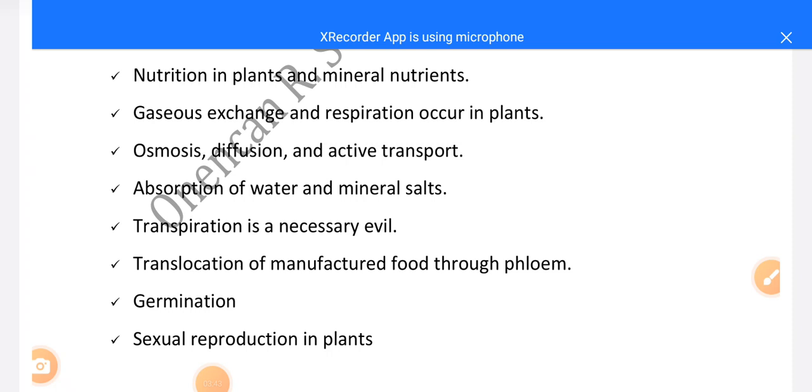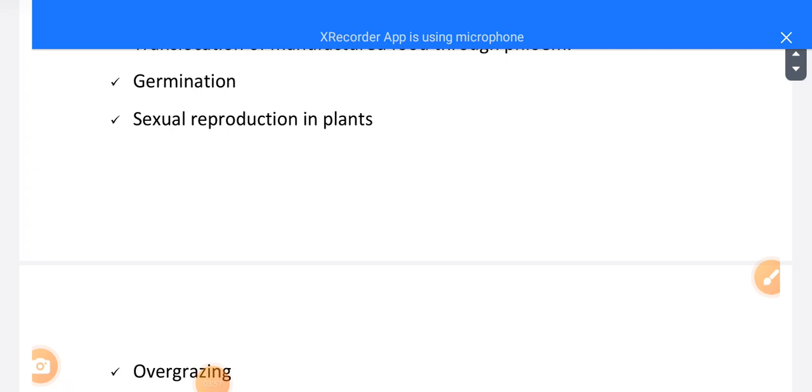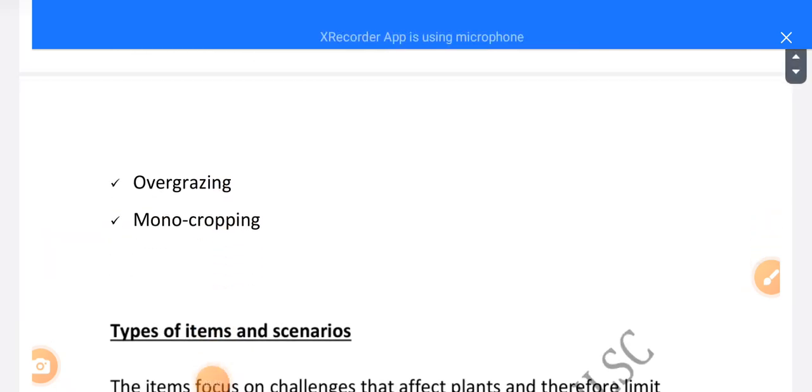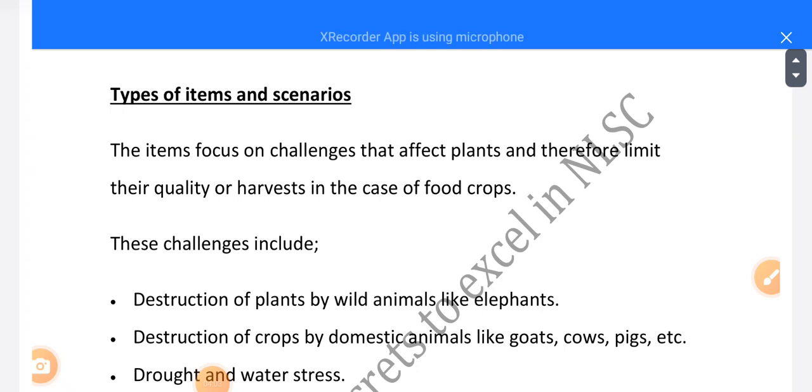They can still ask you about transpiration is a necessary evil, translocation of manufactured food through the phloem. They can ask you about germination, and they can ask you about sexual reproduction in plants. I hope those are the content or those are the chapters in question 1 about plant biology, where they can do what? Where they can examine you.